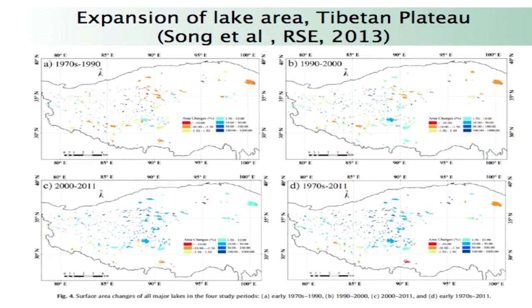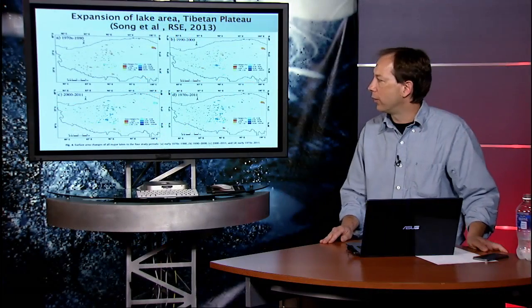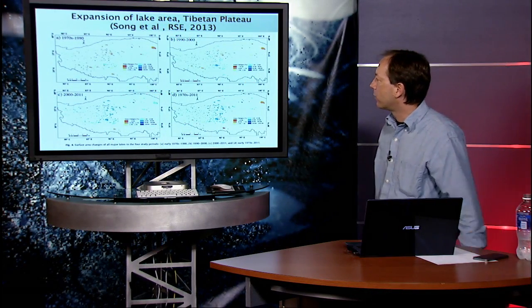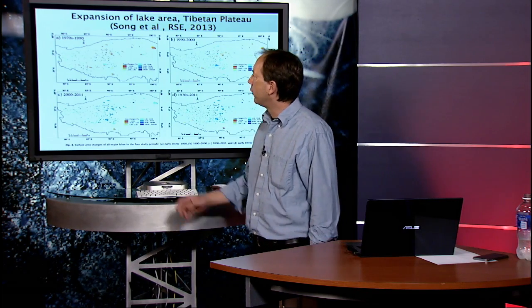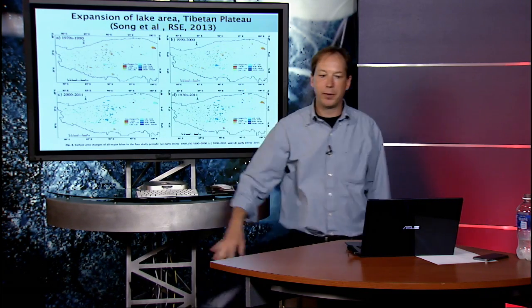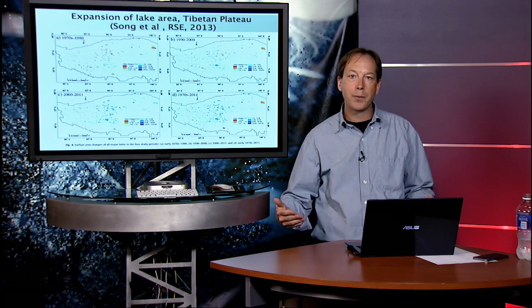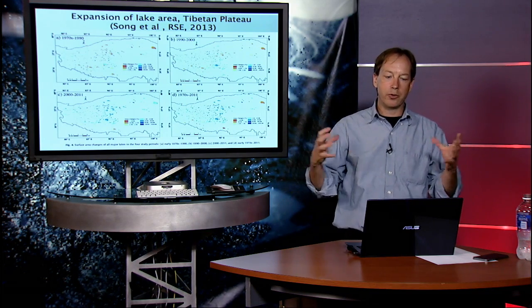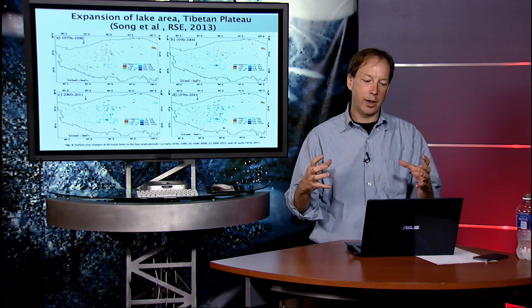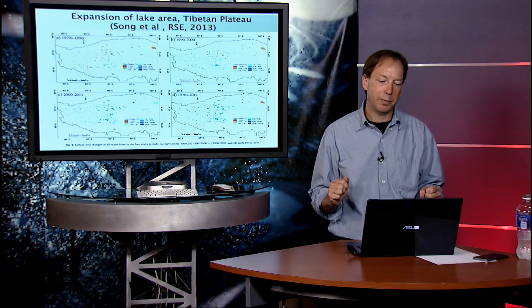This is a particularly nice example from Song et al. in Remote Sensing of Environment, where they used a variety of remote sensing data sets, including Landsat, to quantify the change in lake area across the Tibetan Plateau since the 1970s. If you look at the upper left-hand image, what they find is basically a period from the mid-1970s to 1990 where lake areas were contracting throughout the plateau, and presumably water levels were dropping.